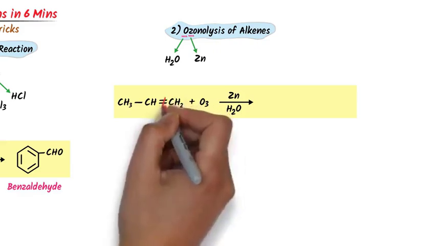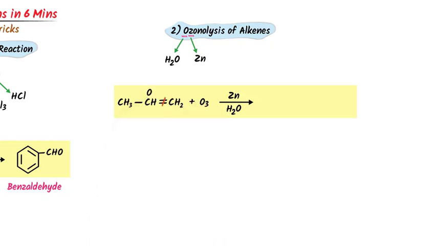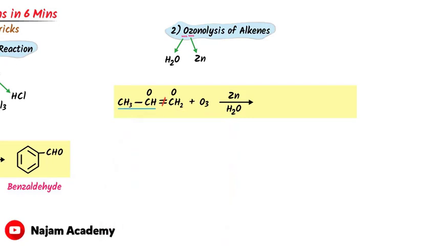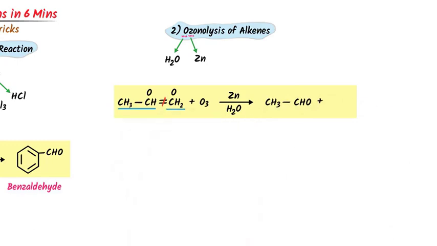Thus I break this double bond. I place one oxygen on this carbon and one oxygen on the other carbon. I take this compound and write CH3 single bond CHO. I take this compound and write CHOH. Thus in ozonolysis of alkenes, we convert alkenes to aldehydes.